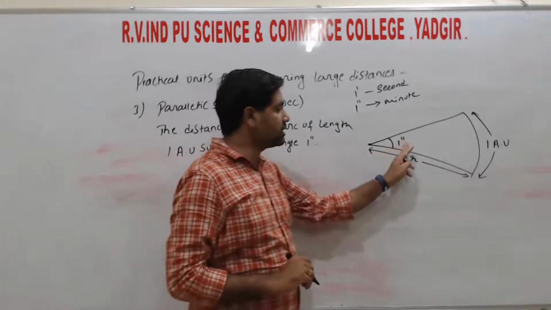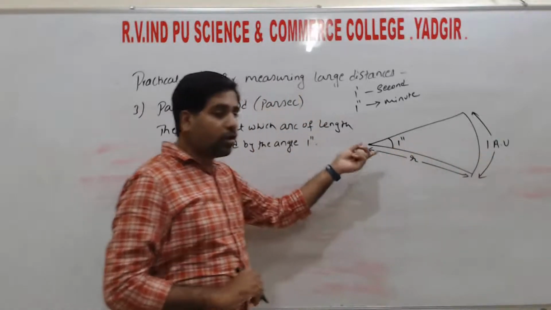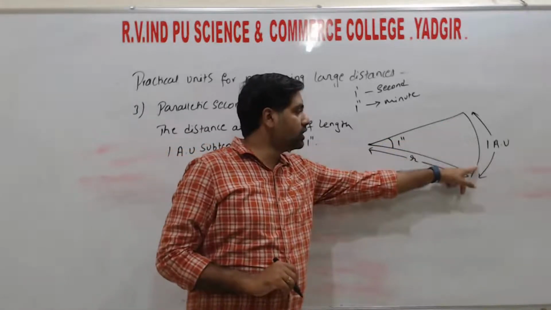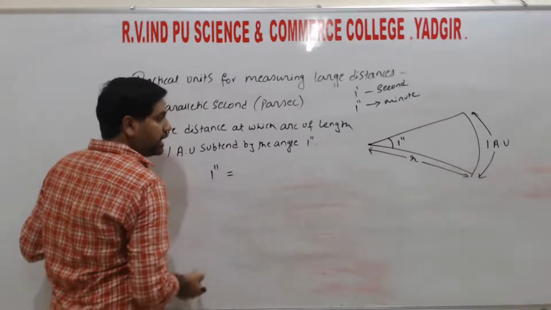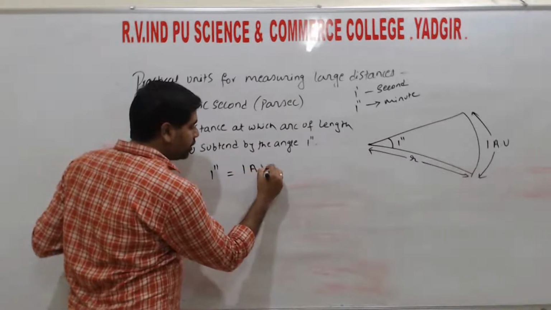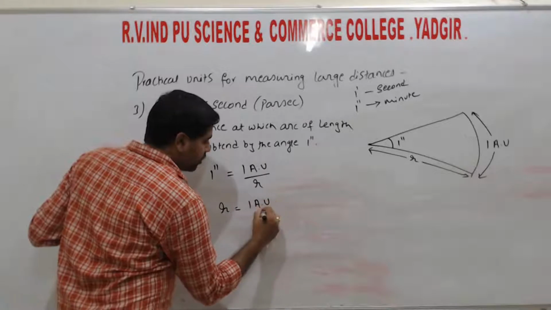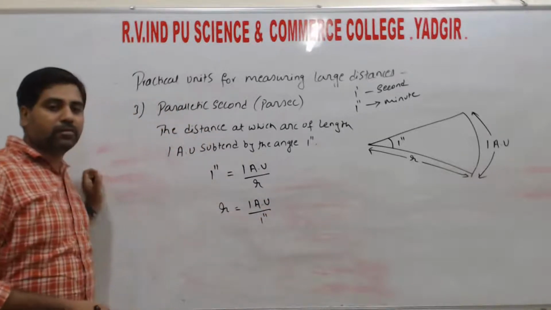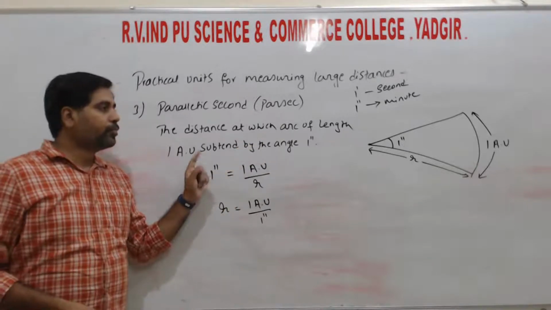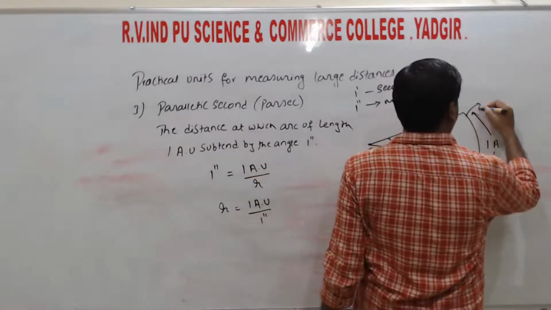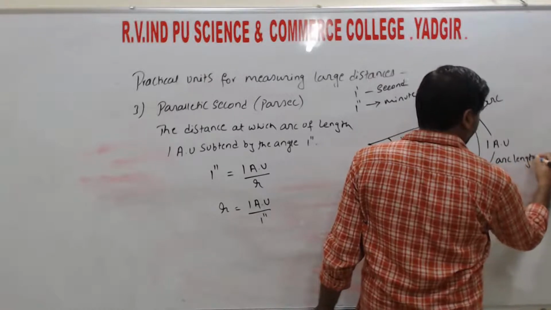So if we consider this angle as theta and this arc as 1 astronomical unit, then from trigonometry, as we studied, tan theta equals opposite side by adjacent side. So 1 second equals 1 astronomical unit divided by r. So r equals 1 astronomical unit divided by 1 second. We need to find this distance r at which the arc length, this one is the arc, is 1 astronomical unit.